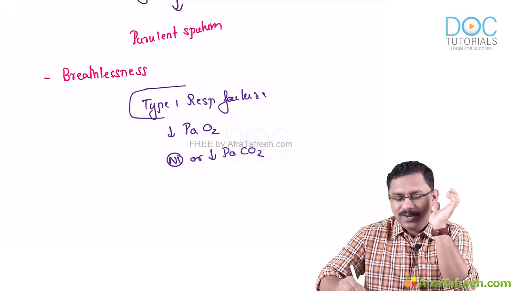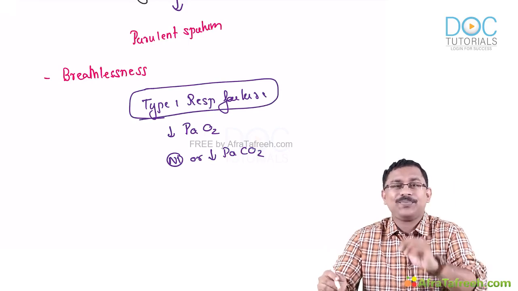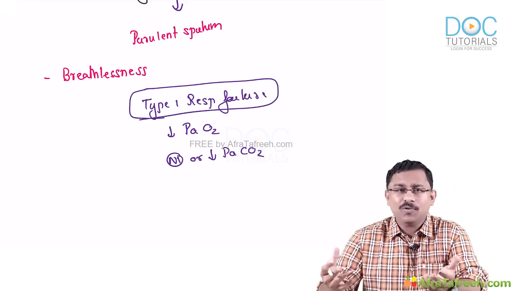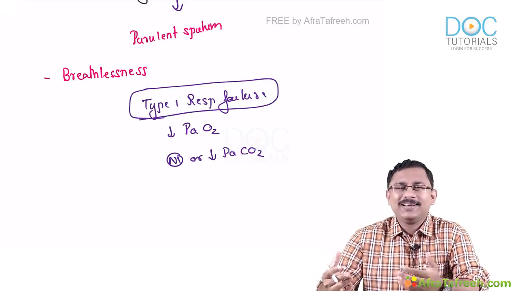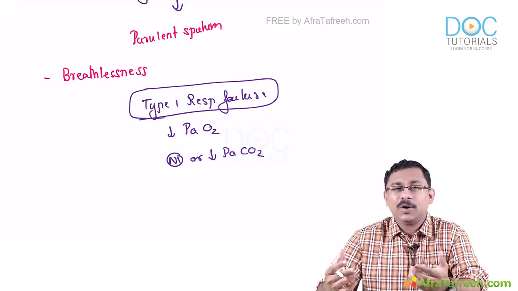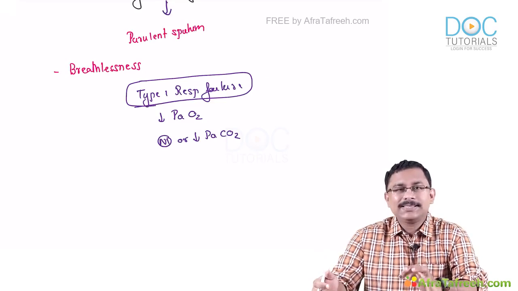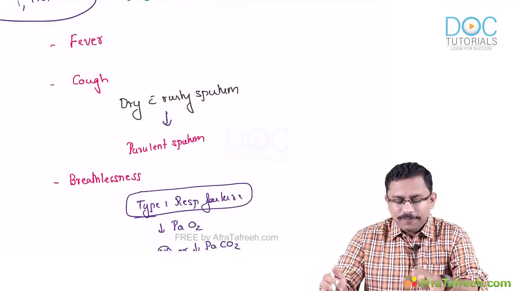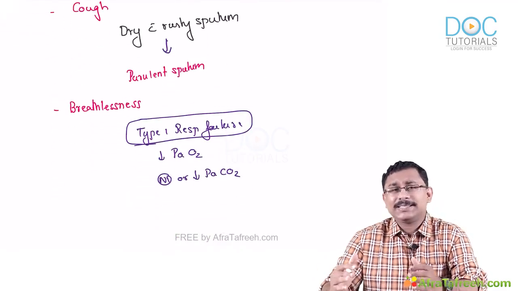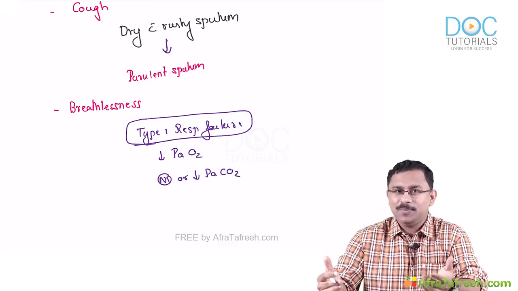So type 1 respiratory failure is the one that occurs in pneumonia. But mind you, all patients may not go into respiratory failure. So that again tells you the importance of early identification and treatment. So breathlessness can be there. Fever, cough, breathlessness, these are the important symptoms in case of a pneumonia.